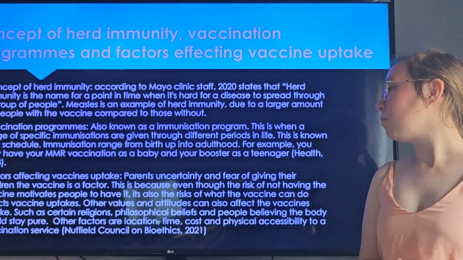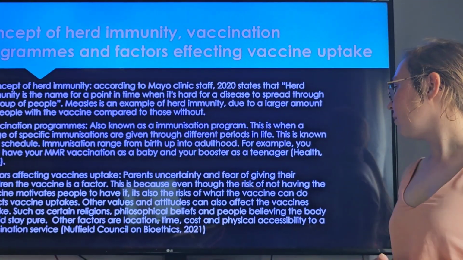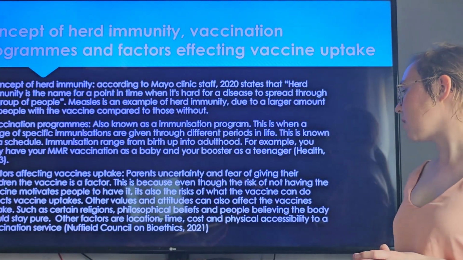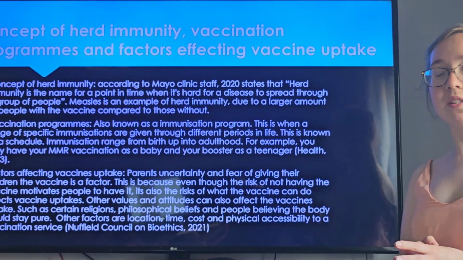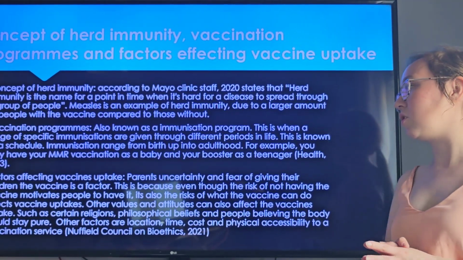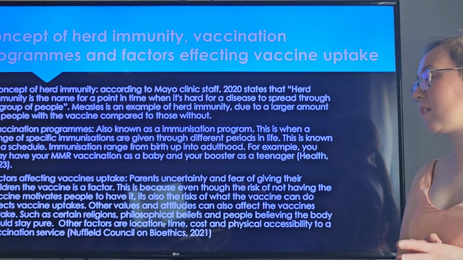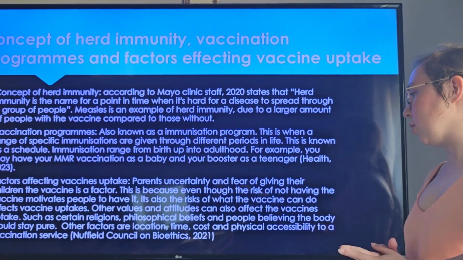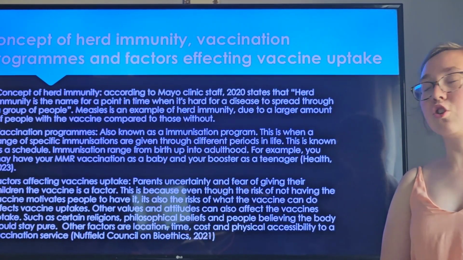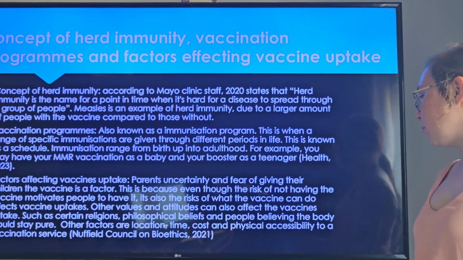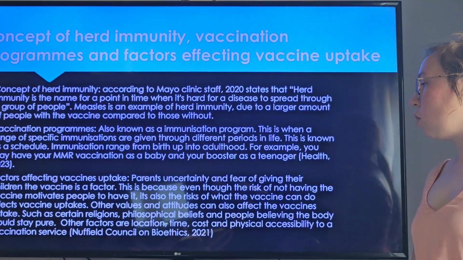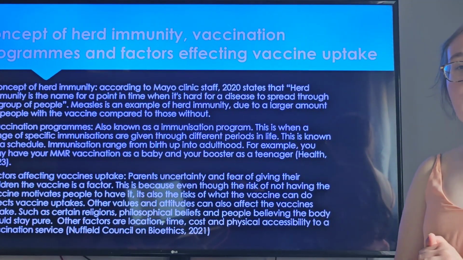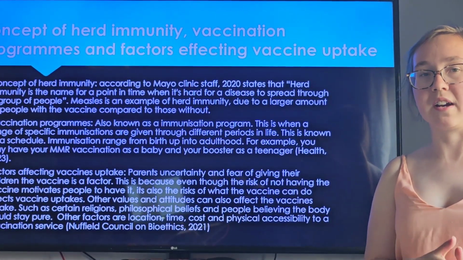Factors affecting the vaccine uptake. Parents' uncertainty and fear of giving their children a vaccine is a main factor. This is because even though the risk of not having the vaccine motivates people to have it, there is also a risk of what the vaccine can do, which affects the vaccine's uptake. Another factor is values and attitudes, such as certain religions, philosophical approaches and beliefs, and people believing the body should always stay pure. Other factors are location, time and cost, and physical accessibility to a vaccination service. Not everyone has the opportunity to go and get a vaccine.